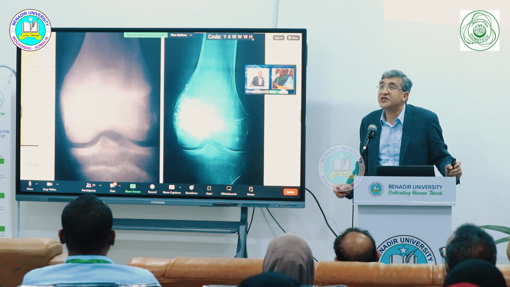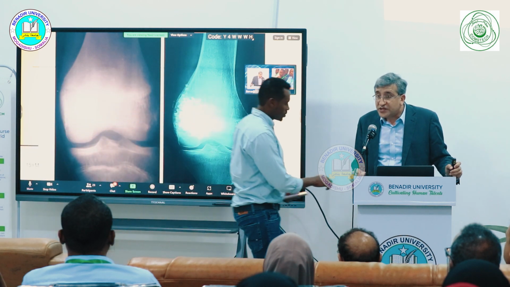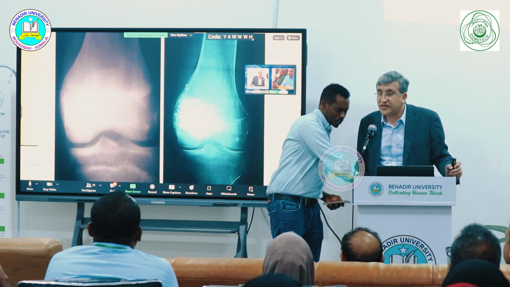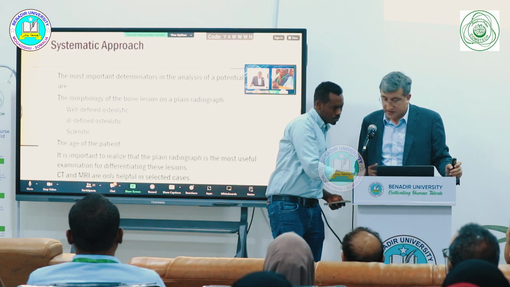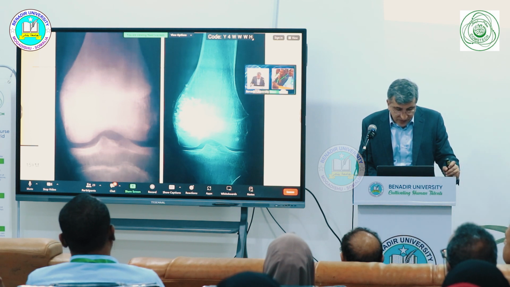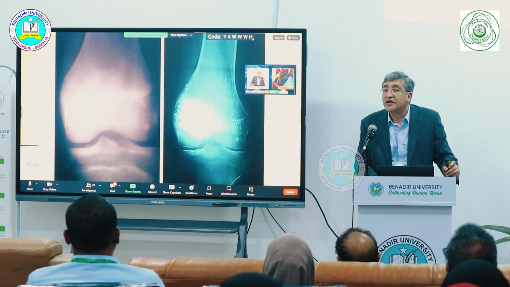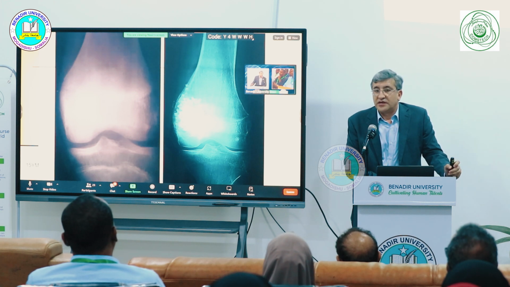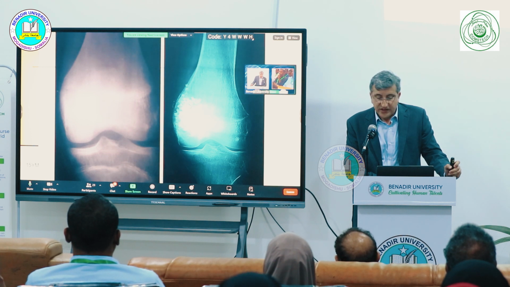This is from the same patient, 2 different X-rays. Do you see a lesion? And if you see, what is the location? Epiphysis, a very small lesion. And what is this? This is the post-treatment image. The defect is filled with chips.